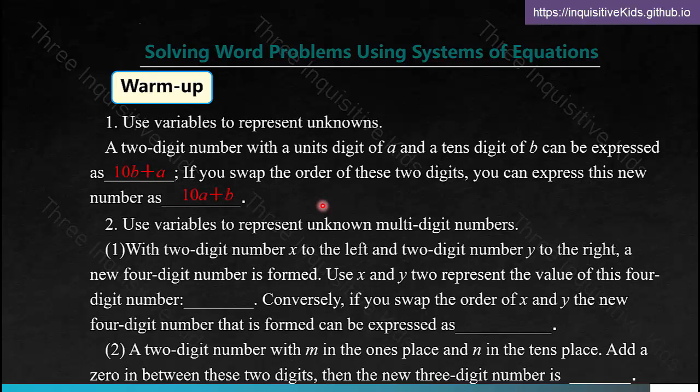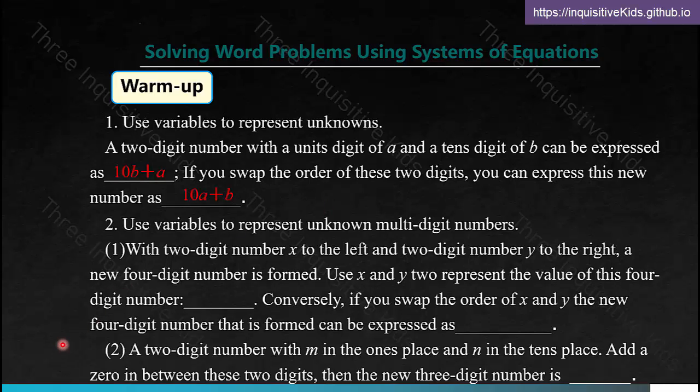Use variables to represent unknown multi-digit numbers. So now it's not just representing unknowns, because in the past, A and B were the digits. Now, how can we use them to express multi-digit numbers? With 2-digit number x to the left and 2-digit number y to the right, so now x and y represent 2-digit numbers, a new 4-digit number is formed. Use x and y to represent the value of this 4-digit number. Conversely, if you swap the order of x and y, the new 4-digit number that is formed can be expressed as blank.